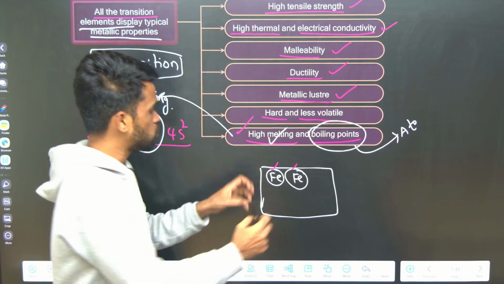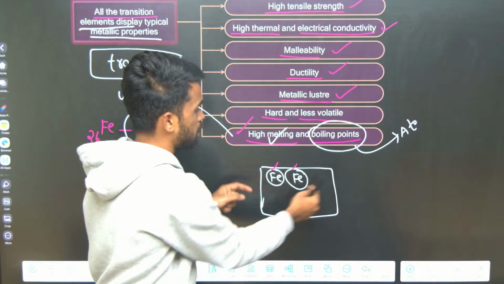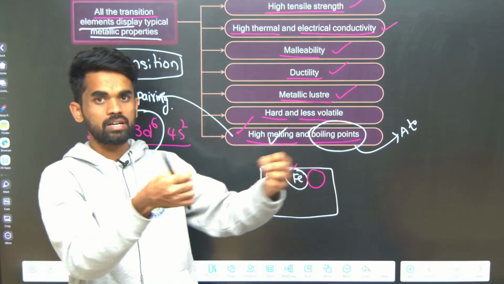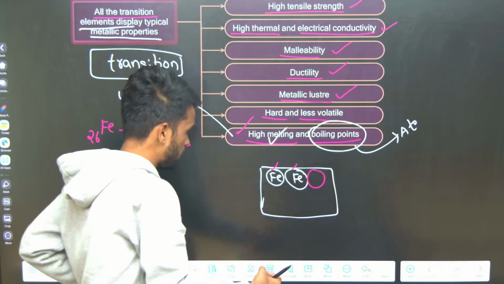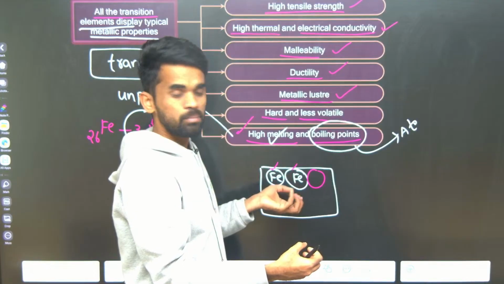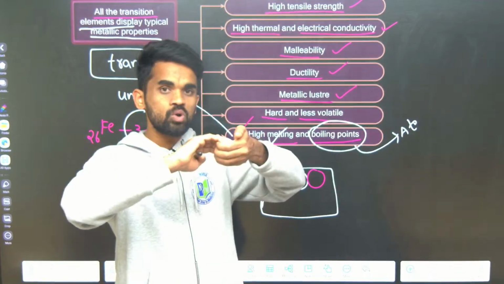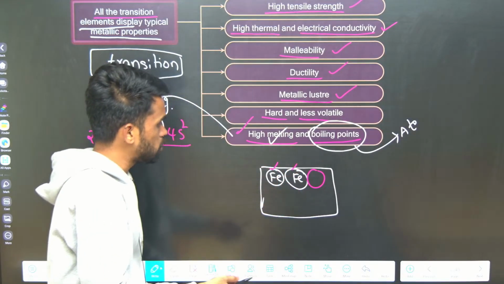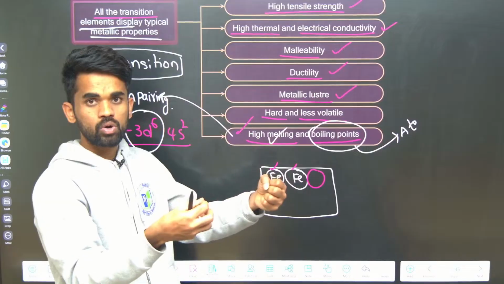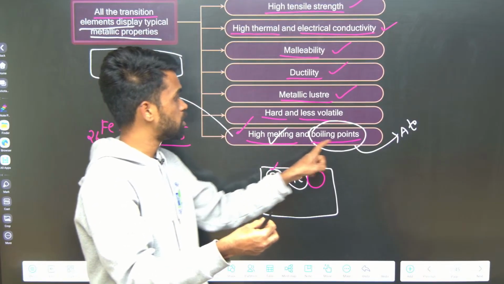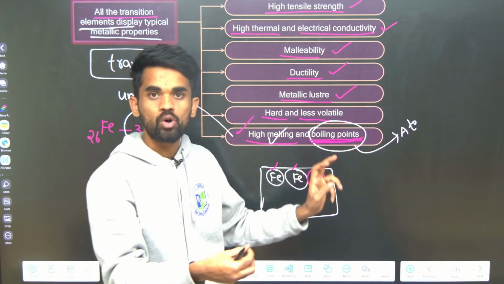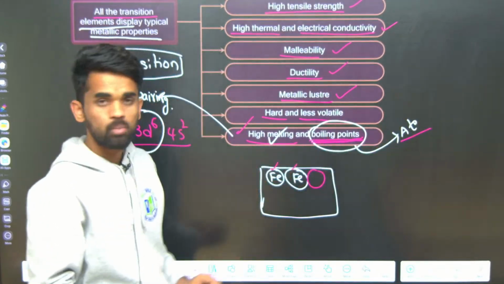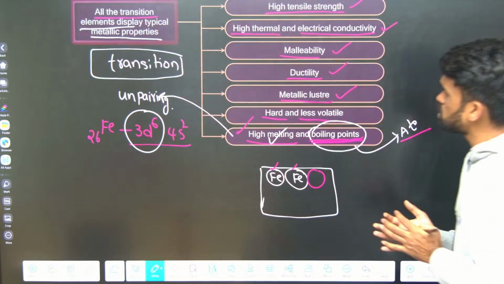These atoms are in lattice structures. Atomization means we need to separate them into individual atoms, so in order to separate them we need to supply more energy, because the more unpaired electrons, the stronger the metallic bonding. More energy means more temperature, which is nothing but a higher boiling point. So due to high atomization energy, they have a high boiling point. These are the things you need to remember.